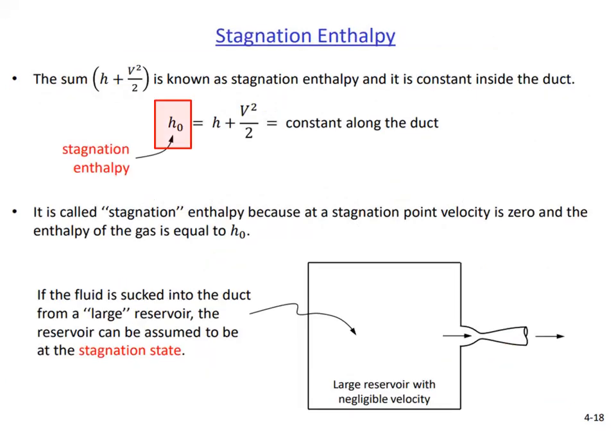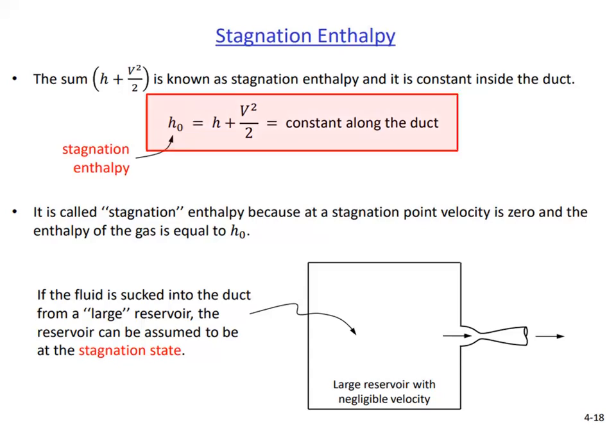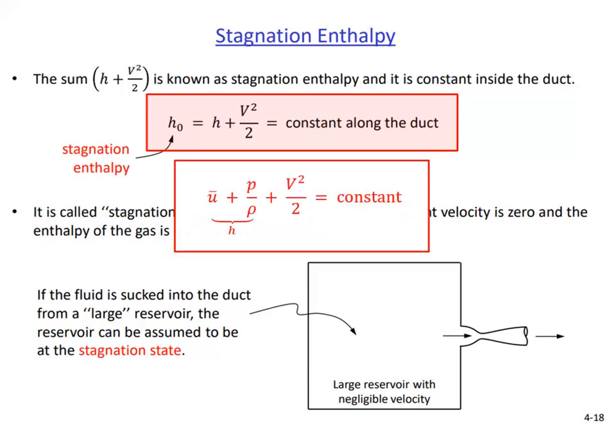Stagnation properties are shown with subscript 0, indicating that at the stagnation state velocity is 0. Here you see the simplified energy conservation equation written in terms of the stagnation enthalpy H0. This equation, stating that H plus V squared over 2 is constant along the duct, is similar to the Bernoulli equation that we used frequently for incompressible flows. To see the similarity better, we can write the enthalpy as internal energy plus P over rho. In this form, it looks like we have an extra internal energy term in the Bernoulli equation that we are familiar with. We will come back to this similarity later.